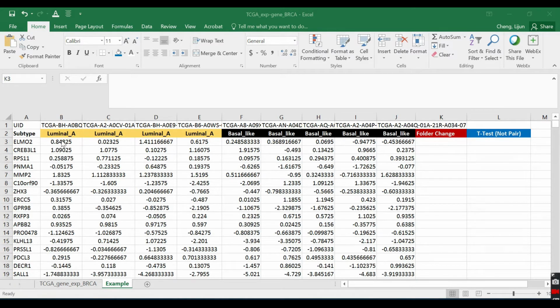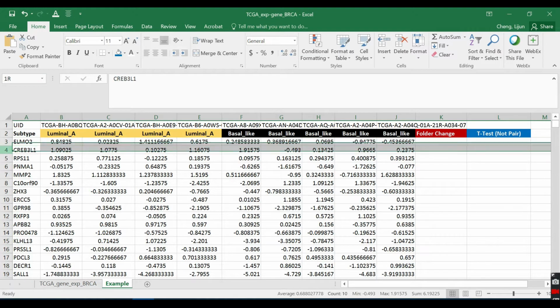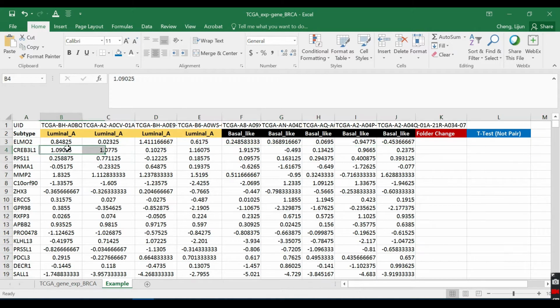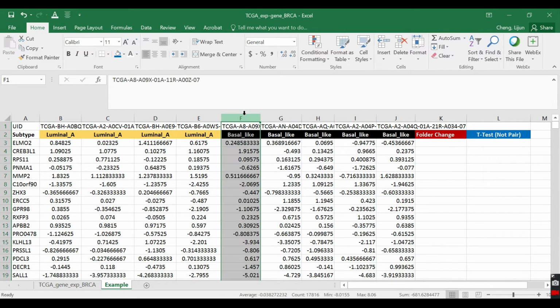So this is a data set from the TCGA breast cancer patient data, and here it is a Luminal A subtype, and this is a basal-like, another subtype. Each row represents one gene, and the middle is gene expression. We want to calculate between the Luminal A and basal-like what is the difference on each of the genes.